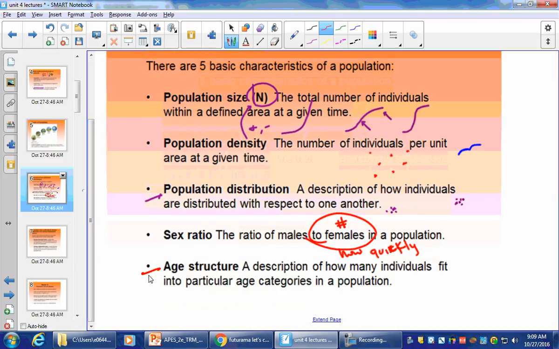This one is probably a little more indicative of how quickly a population can regenerate, right? Because if you have a high youth population, this is going to lead to a high birth rate, right? And the opposite is also true.